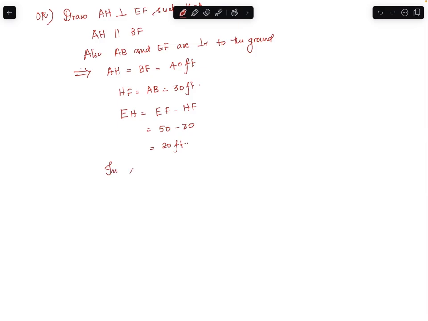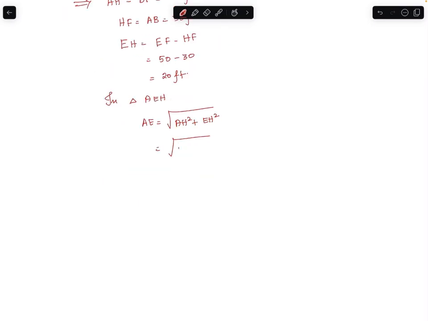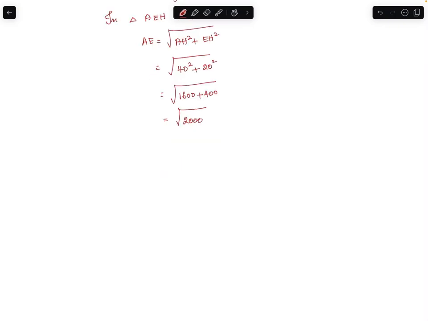Consider the triangle AEH. AE is equal to square root of AH square plus EH square. AH is 40. So 40 square plus EH is 20, so 20 square, which is 20 root 5 feet. That is, the distance between the tops of the two poles is 20 root 5 feet.